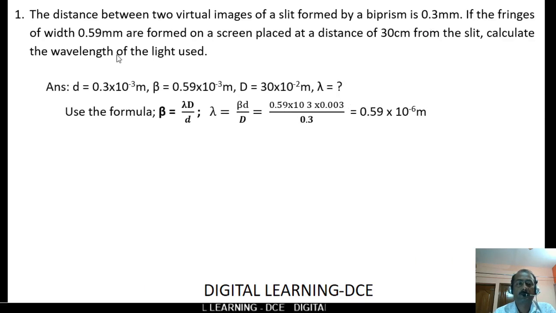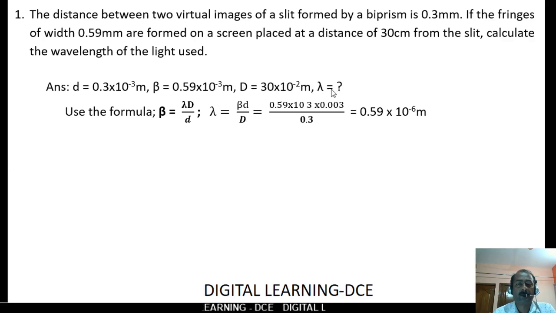That means d equals 0.3 into 10 raised to minus 3 meter. The fringe width is 0.59 millimeter, that is the fringe width beta is given as 0.59 into 10 raised to minus 3 meter. And the screen is placed at a distance of 30 centimeter from the slit, that is the capital D. This is the distance between screen and the slit.